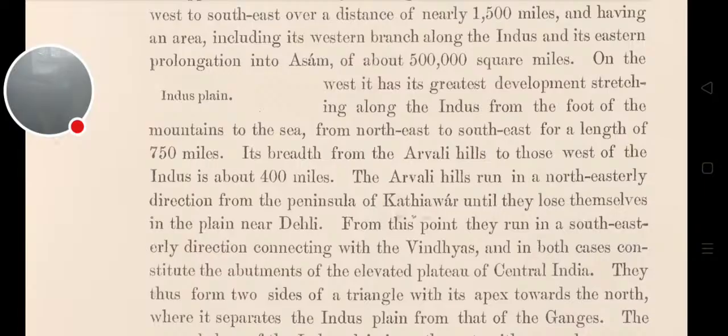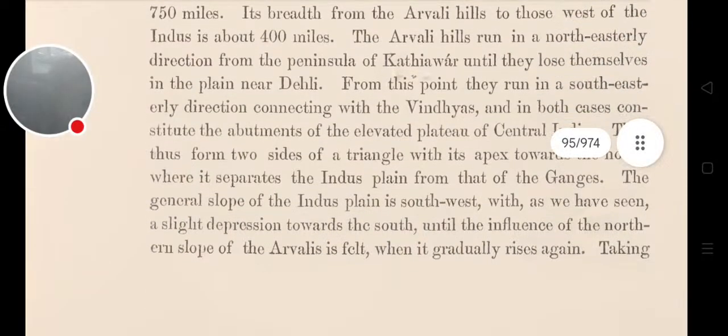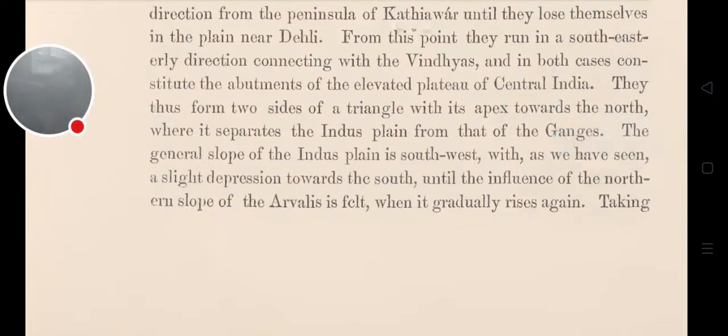The Aravalli Hills run in a northeasterly direction from the peninsula of Kathiawar until they lose themselves in the plain near Delhi. From this point, they run in a southeasterly direction connecting with the Vindhyas and in both cases constitute the abutments of the elevated plateau of central India. They thus form two sides of a triangle with its apex towards the north where it separates the Indus plain from that of the Ganges.